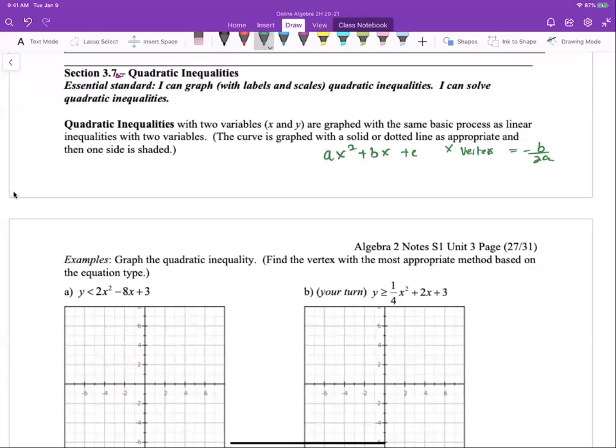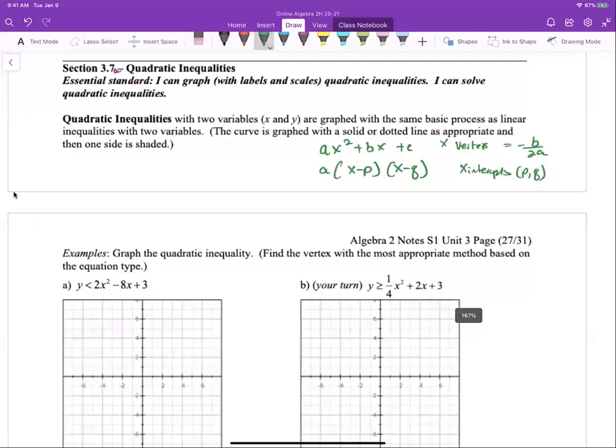Then we have a factored form, which is x minus p times x minus q. And that will quickly give us the x-intercepts, and that is p and q. So if you set that equal to 0 and solve for x, you would find that x is p and q. That's where the graph will cross the x-axis, when y is equal to 0.